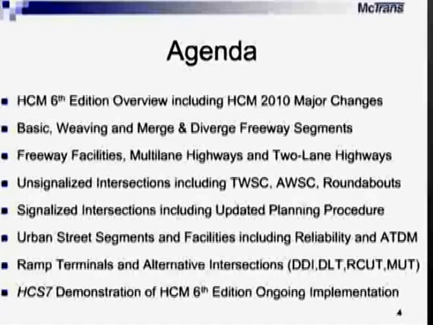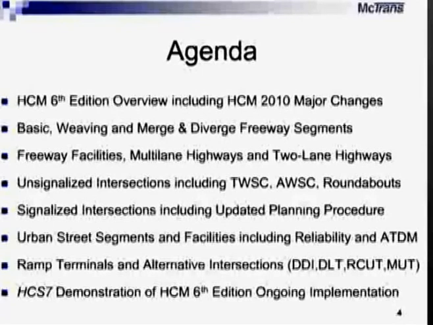So as you can see, this is just divided by chapter. We're going to start sort of easy and get more difficult and complicated as we go along, starting with the freeway segment chapters and modules, combining them to freeway facilities, and moving over into highways, 2-lane and multi-lane. And then we'll shift gears and go to intersections, looking at two-way stop control, all-way stop control, and roundabouts. Moving on into signalized intersections.